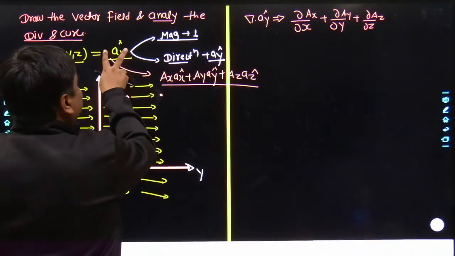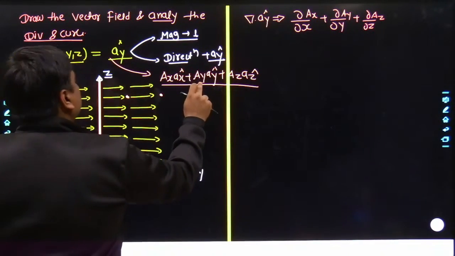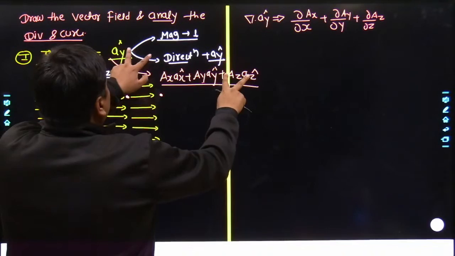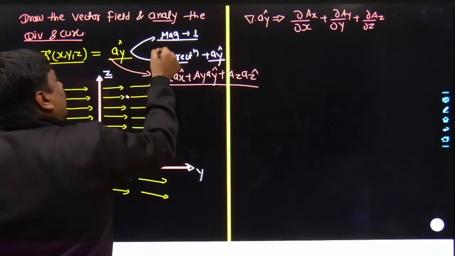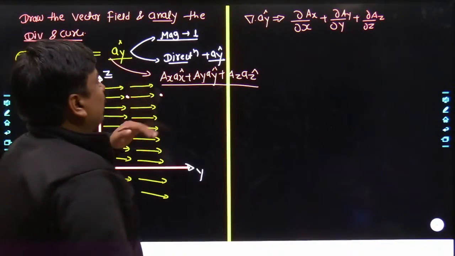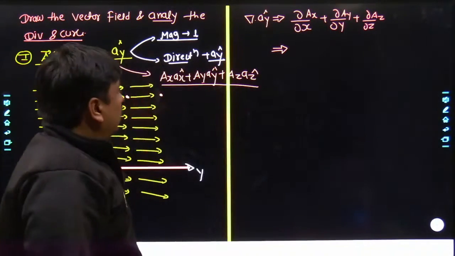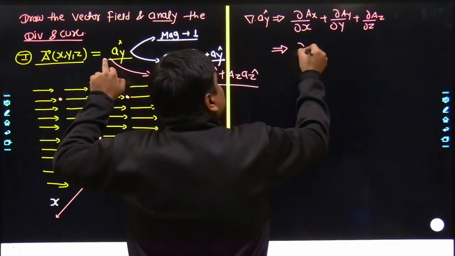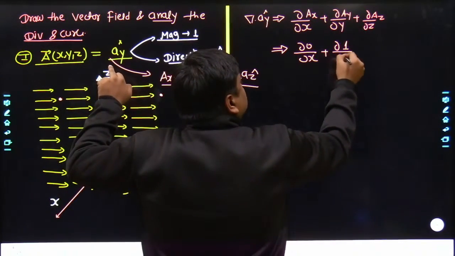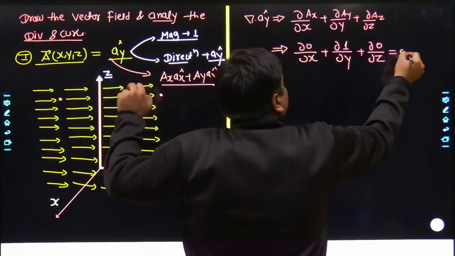Similarly, the component of ay cap is present over here, and if I compare with ay cap, we get to know the value of ay is simply 1, and comparing with az cap, we get to know there is an absence of az cap. That means the multiplier factor az is simply 0. So I am going to feed those values over here. The value of ax is 0, here it's 1, and here it's 0. How much is the value? The value is simply 0.